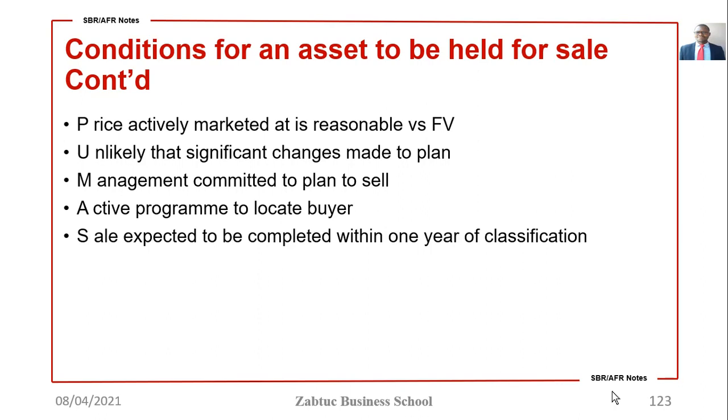For a highly probable sale, we can use the acronym PUMAS. The price that the asset is being sold at should be reasonable, at least somewhere near fair value. It should be unlikely that significant changes will be made to the plan to sell the asset, meaning management must express commitment to sell the asset.